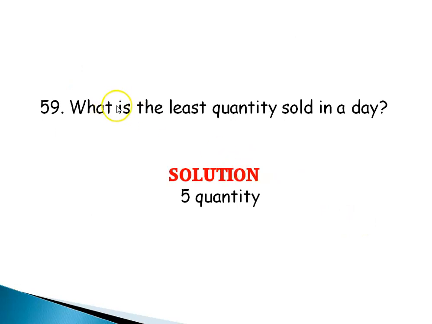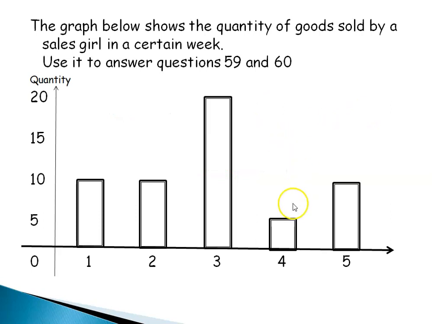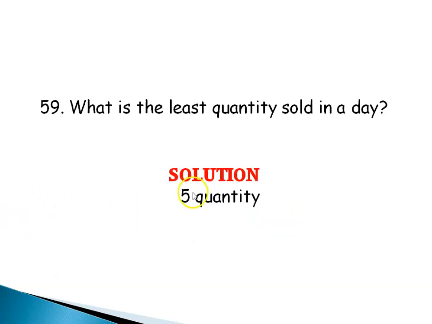Alright, we are asked, what is the least quantity sold in a day? What's the least quantity? This is the quantity and this is the smallest, isn't it? So 5. 5 is the least quantity. The least quantity is 5. Is that okay?